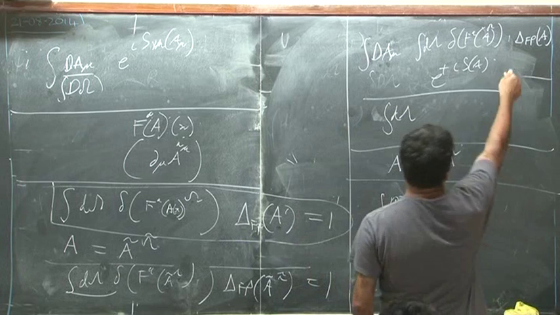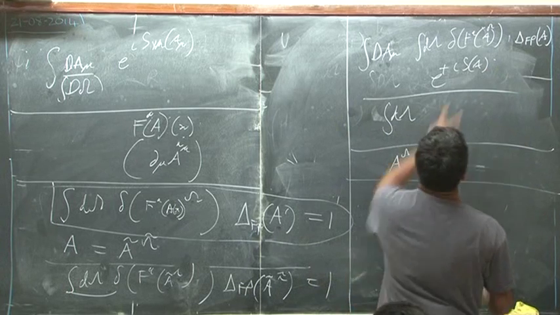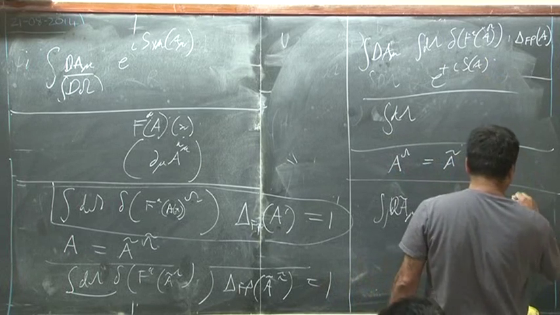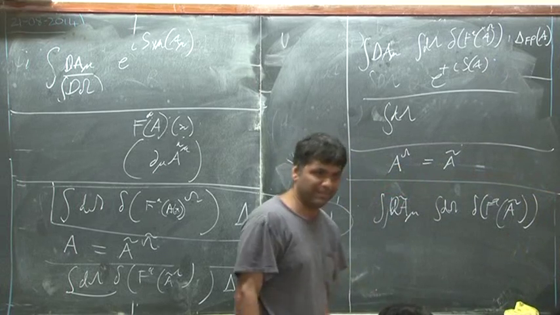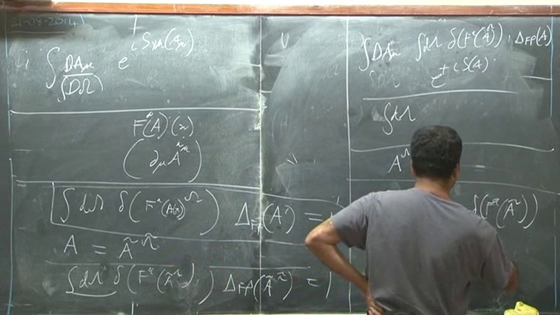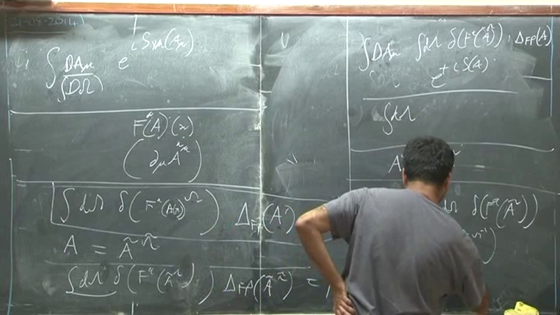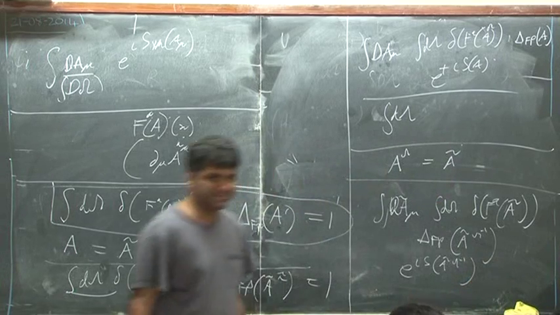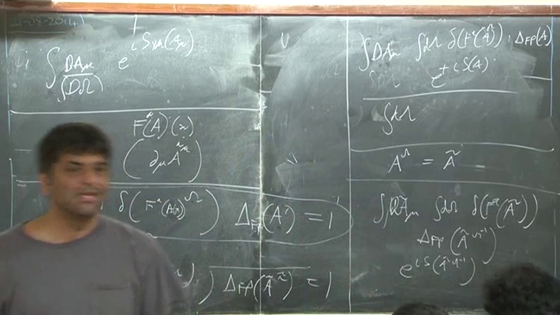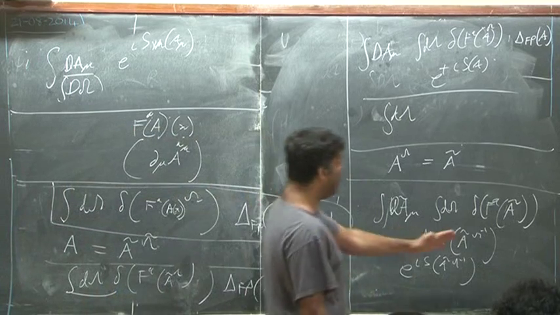Now, this quantity here is integral d omega, delta of f of A tilde, because A tilde was A omega. And then we get delta Faddeev-Popov of A tilde omega inverse and e to the power i S of A tilde omega inverse. Because the Faddeev-Popov determinant and the action were functions of A, not A tilde. And A is A tilde times omega inverse, that gauge transform. But this was being too careful.